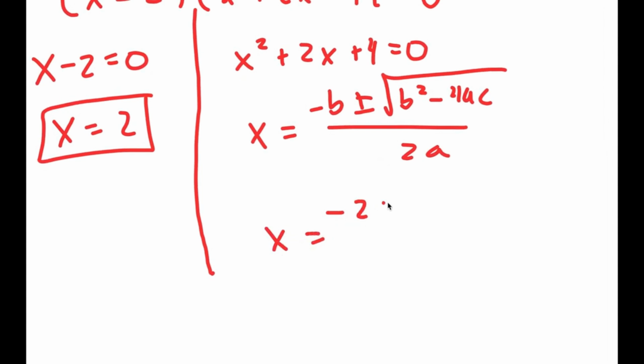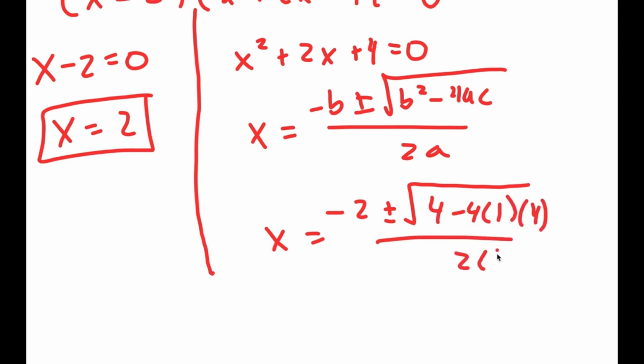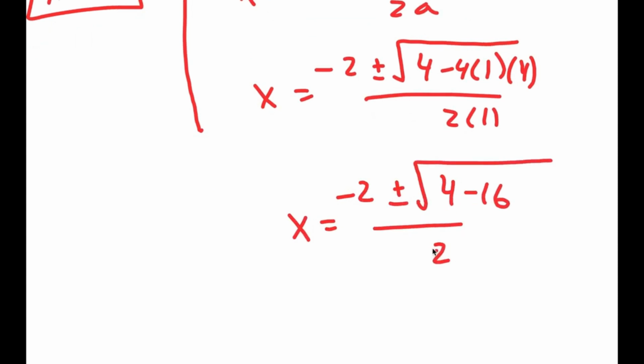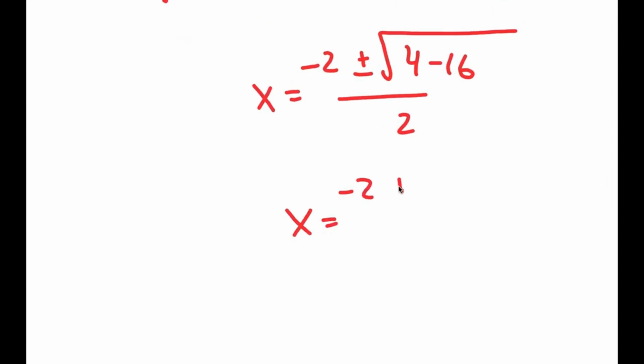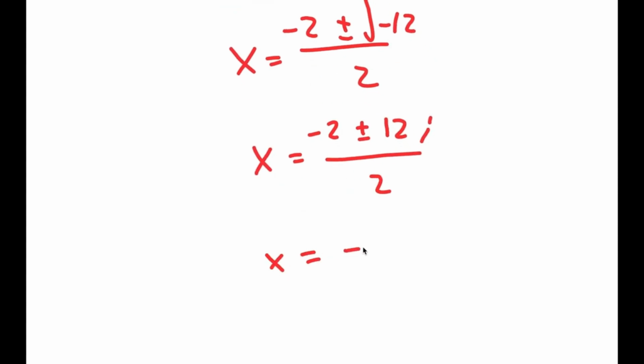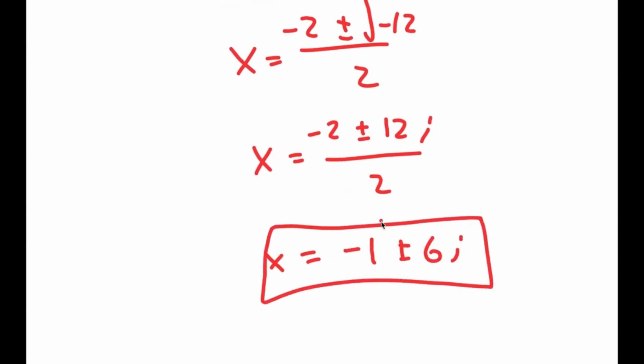So I get -2 plus or minus the square root of 2 squared, which is 4, minus 4 times a, which is 1, times c, which is 4, all over 2a, so 2 times 1. And this turns into -2 plus or minus the square root of 4 minus 16 over 2, which is equal to -2 plus or minus the square root of -12 over 2, which is equal to -2 plus or minus 12i over 2, which is equal to -1 plus or minus 6i. So these are the two more solutions to this equation.